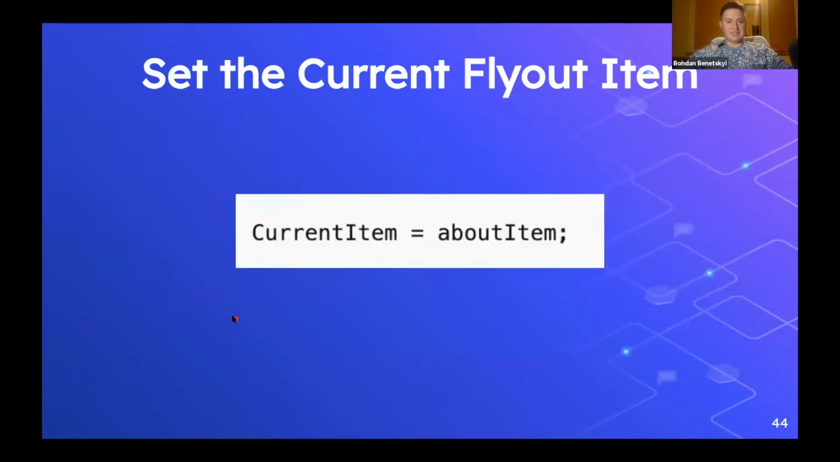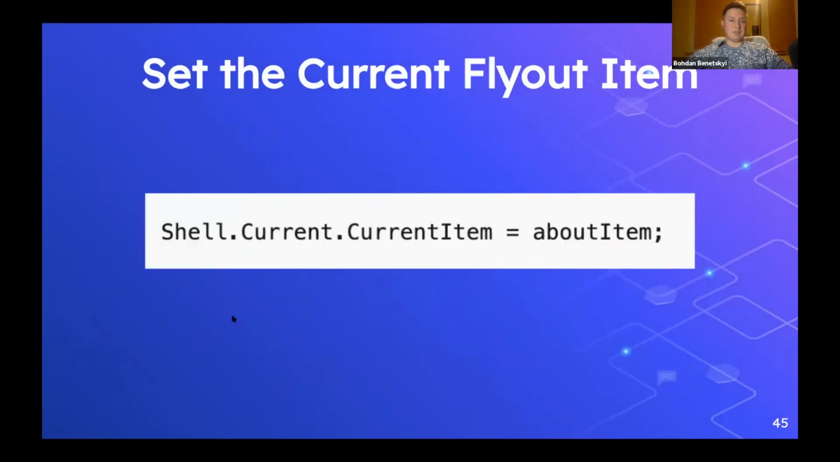You could also set it in the shell class itself in the code behind. What is good is that, same as the main page of some application, you have a static Shell.Current object where you can set a current item and see a lot of interesting options while debugging your application.